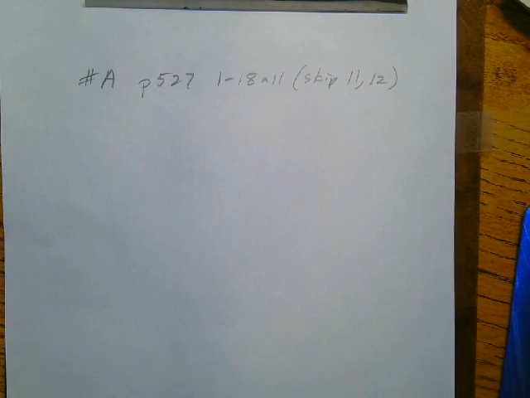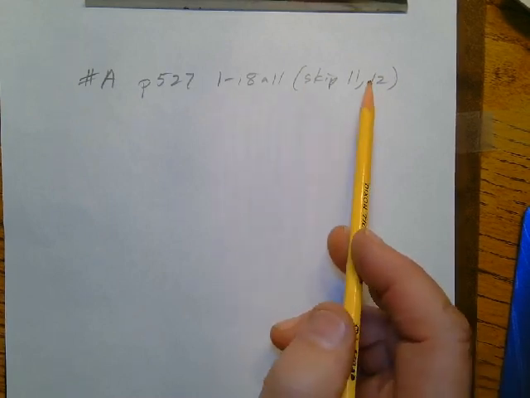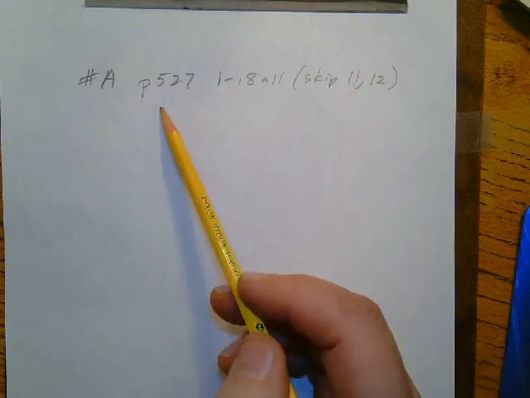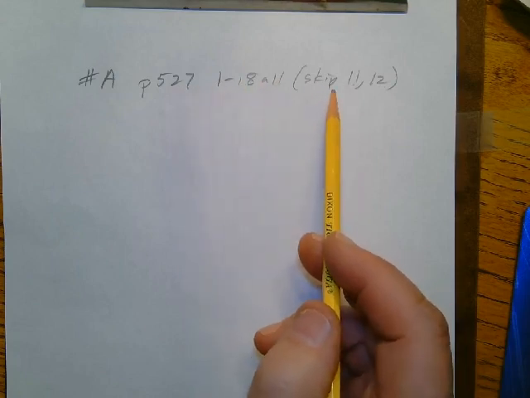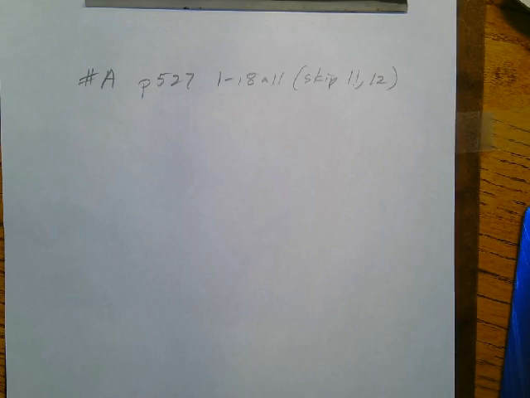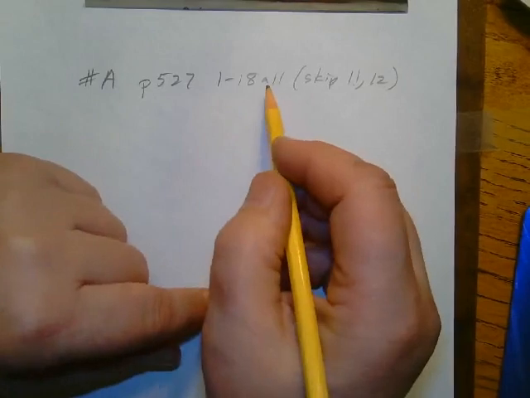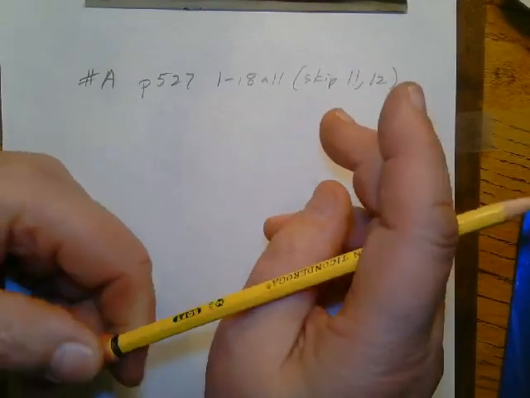All right, so we are at that point where you're probably ready to go ahead and do assignment A. It's only 16 problems here. You can skip 11 and 12, page 527, 1 through 18 all, and skip 11 and 12. Now tomorrow I will give you the next little bit of this, which involves writing an equation. So go ahead and do the homework here, and I'll see you at the next video.